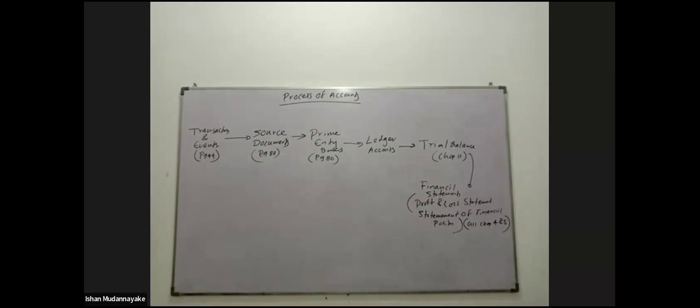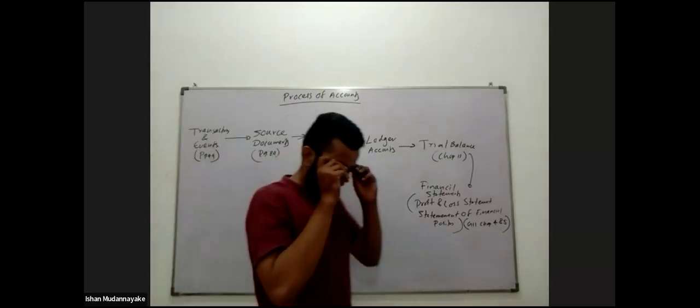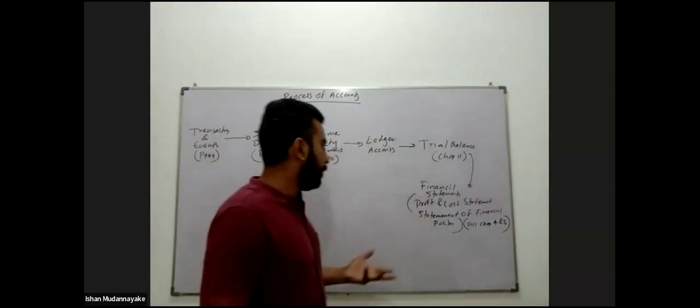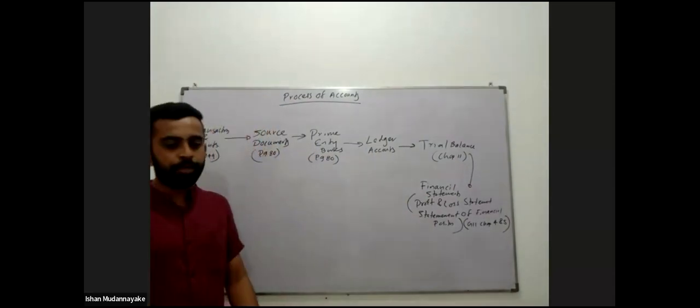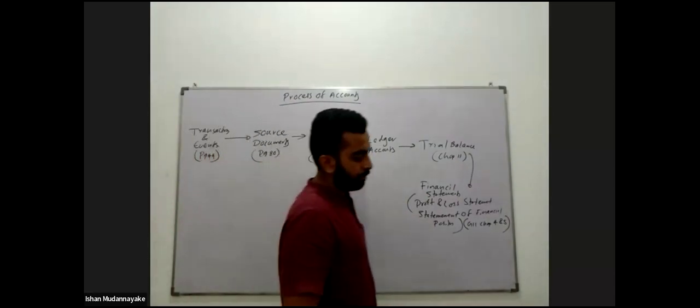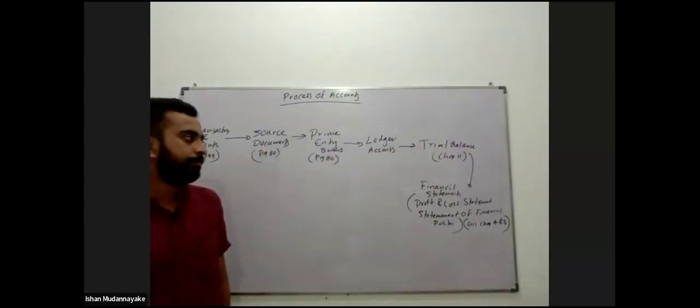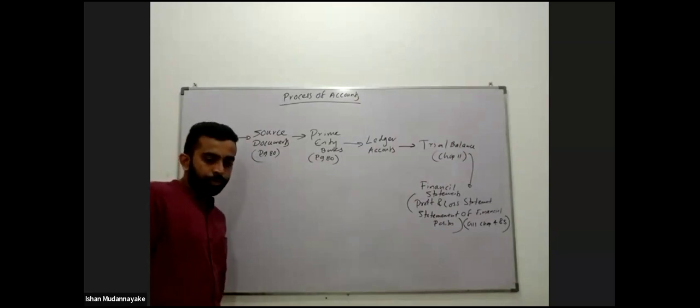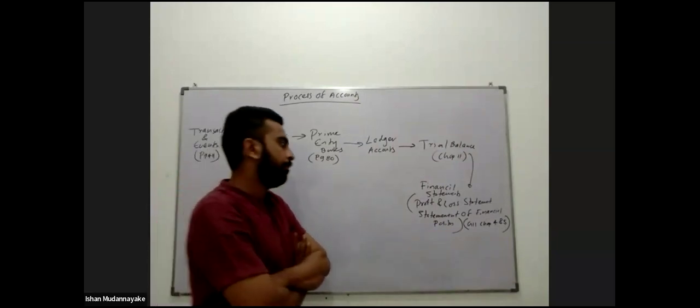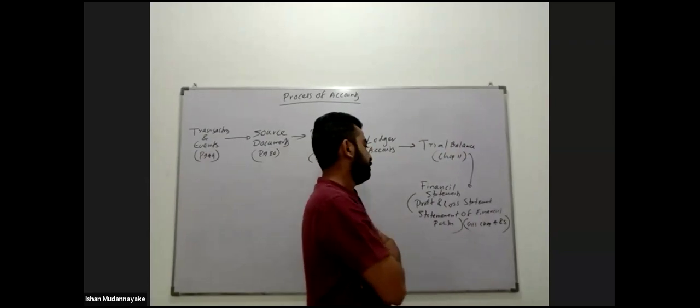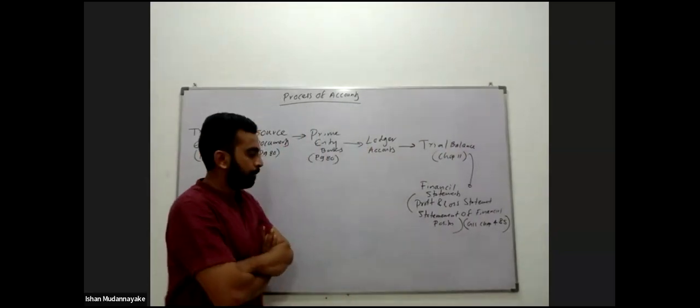Correction of errors does not belong to the process of accounting. If something goes wrong in this process, you need to correct it, but that is not one of the steps. If an error occurs, you need to correct it, but we can't add that to the process of accounting. Anyway, good question.